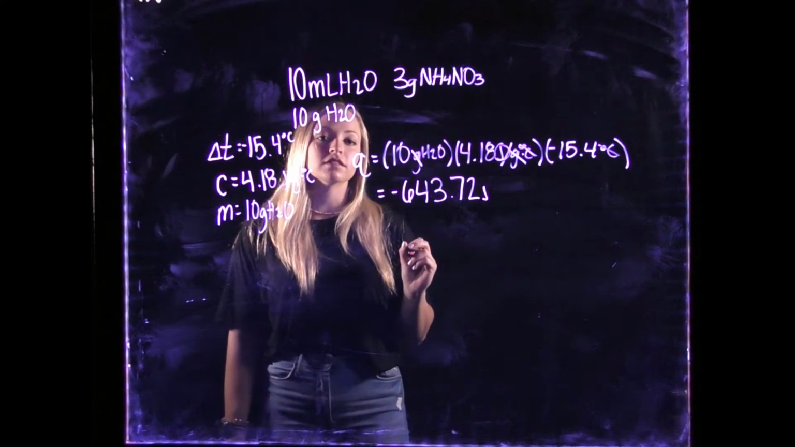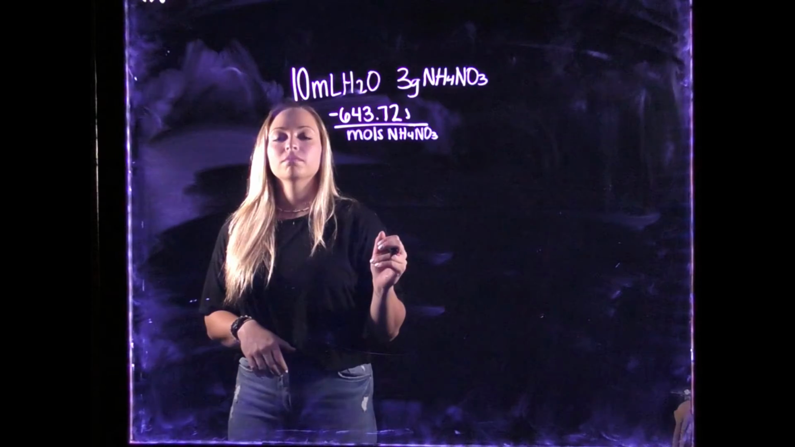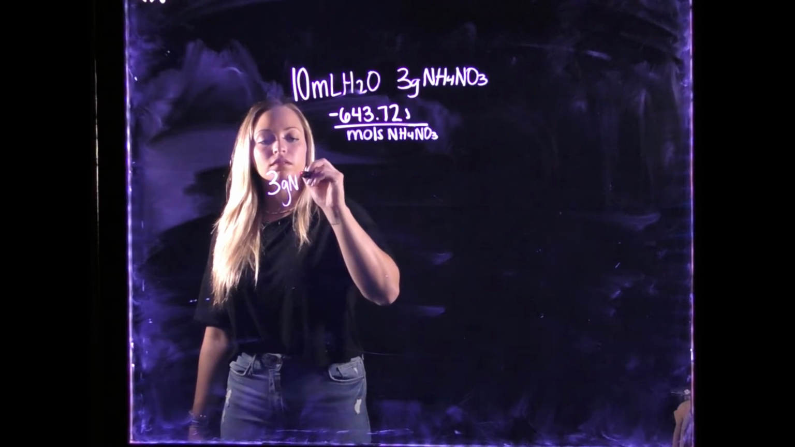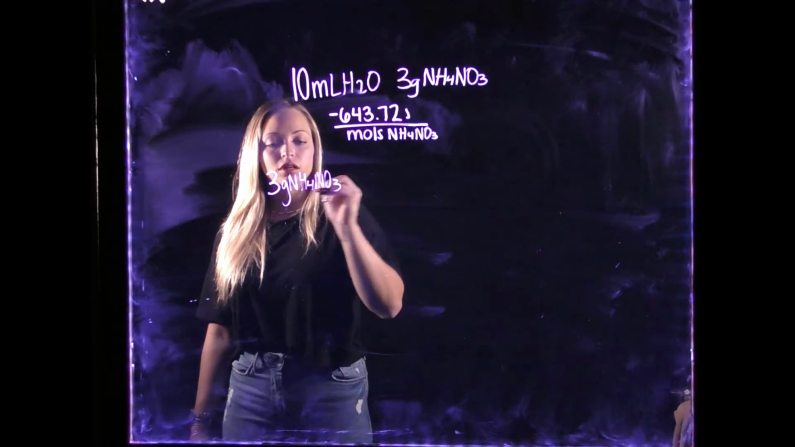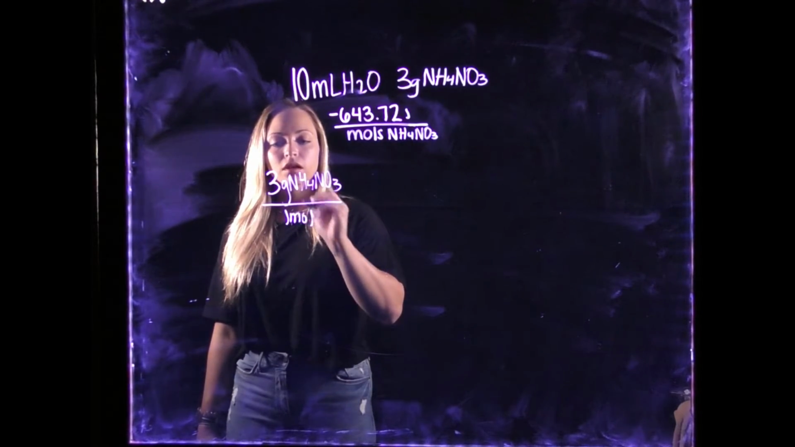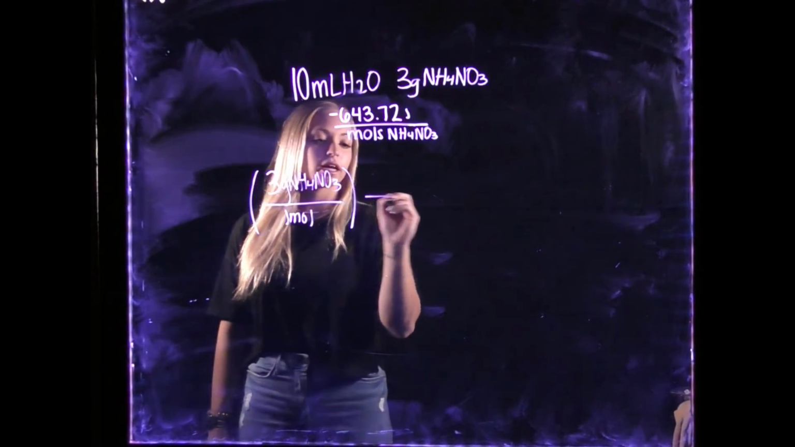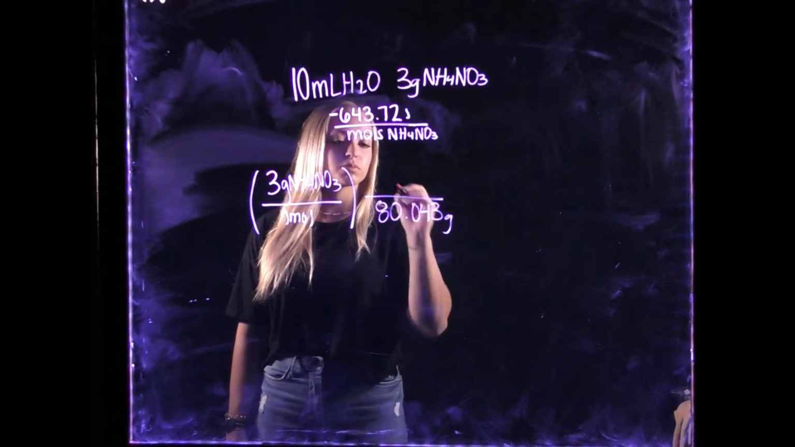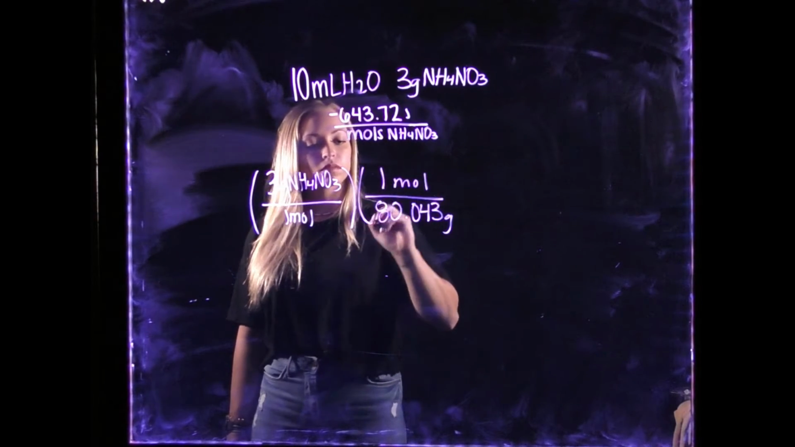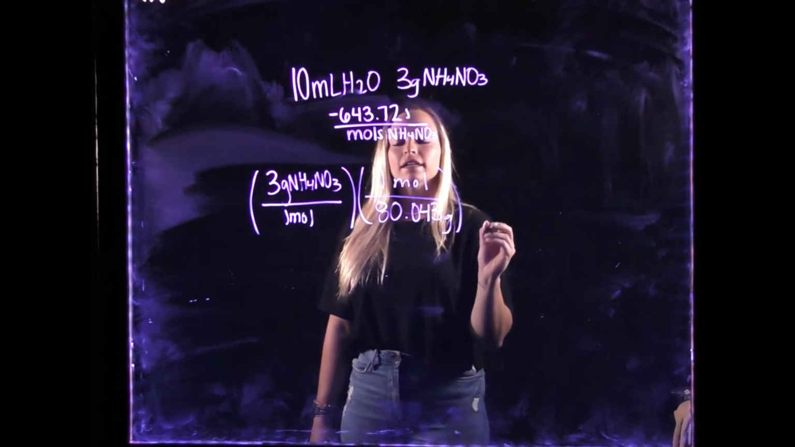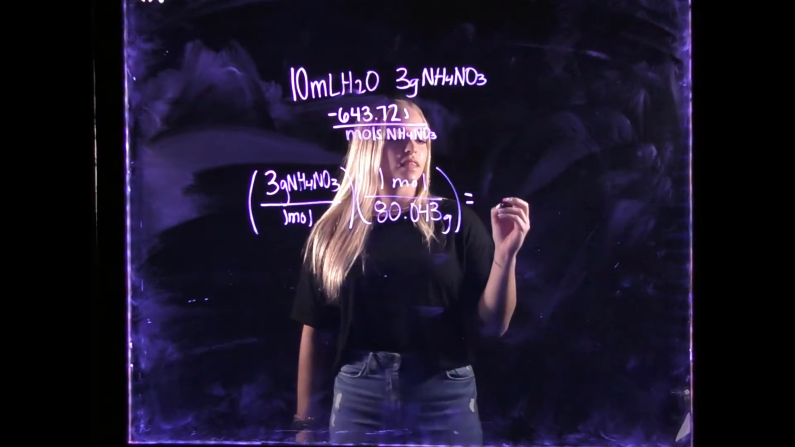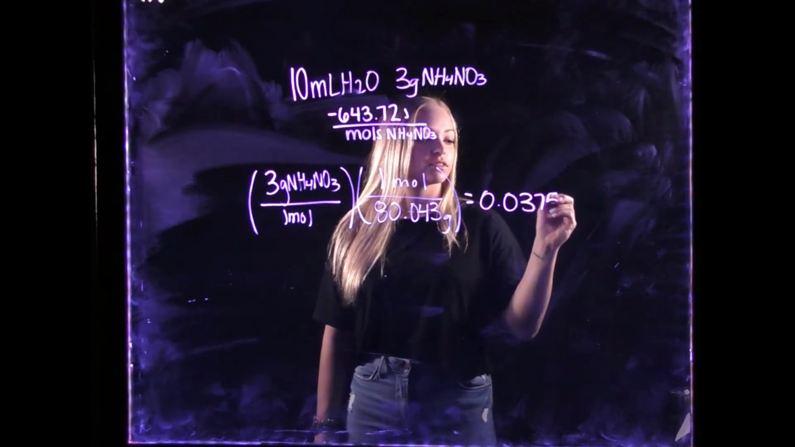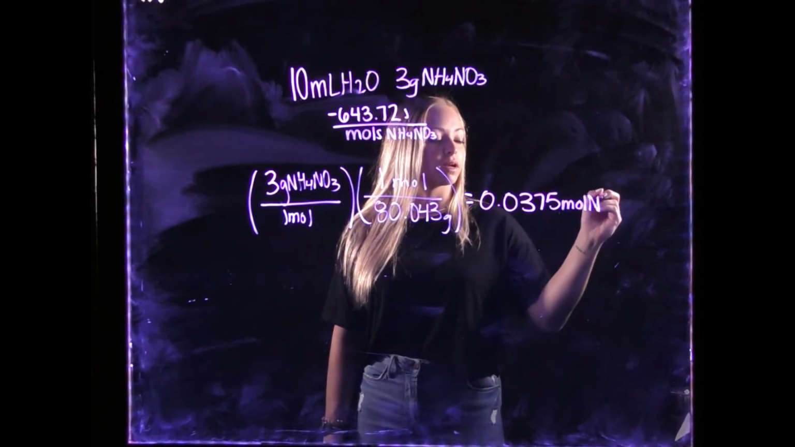So the next step is to divide by the moles of ammonium nitrate. In order to calculate the moles of ammonium nitrate, we will take the 3 grams, put over 1 mole, and we'll use the molar mass of ammonium nitrate, which is 80.043 grams per 1 mole. We will divide the 3 grams by the molar mass, and that gives us 0.0375 moles of ammonium nitrate.